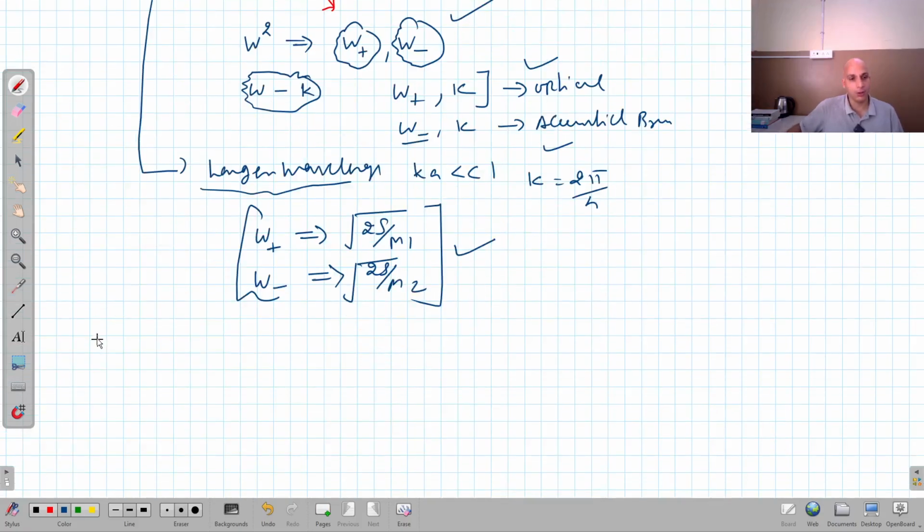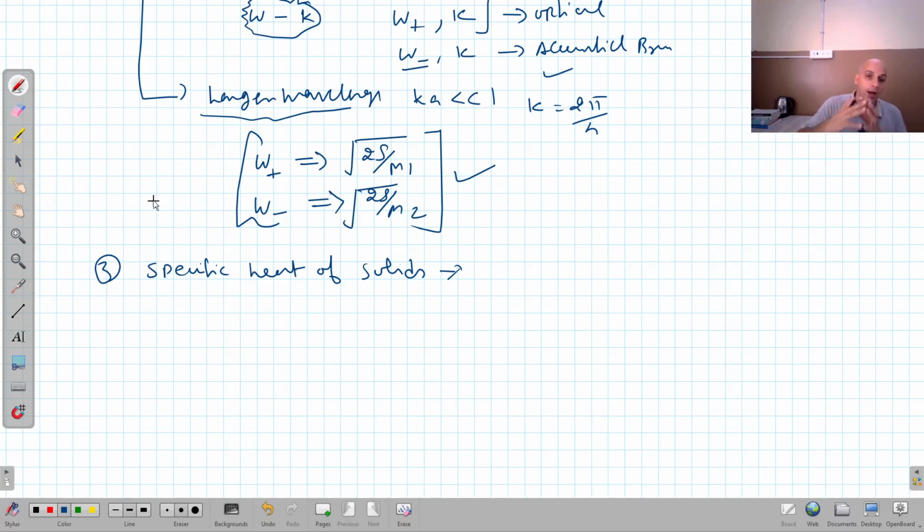Now I am coming to the third topic, that is specific heat of solids. First of all, we have to know what specific heat is. We know very well specific heat is defined as the amount of heat energy required to raise the temperature of a unit gram of substance through unit degree. We can say 1 gram of substance through 1 degree. We call that the specific heat of solids, right?